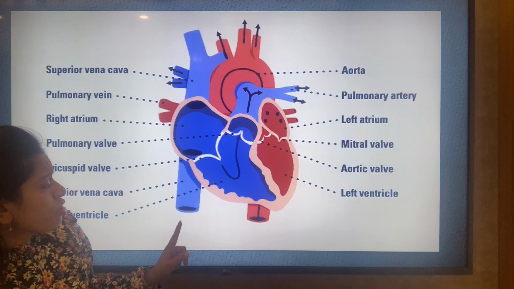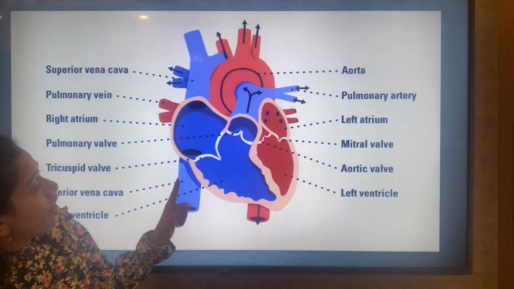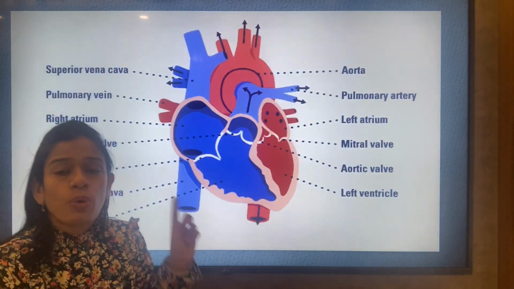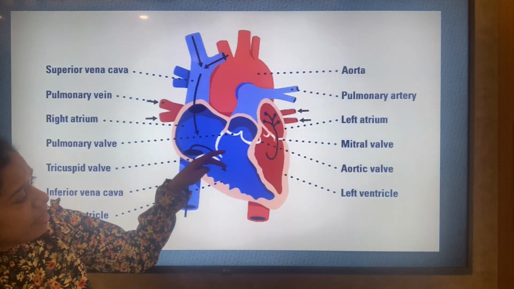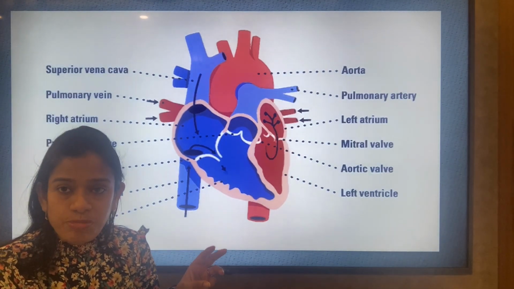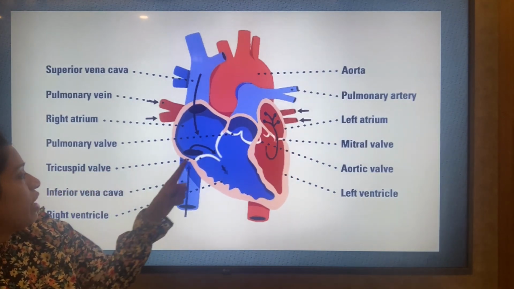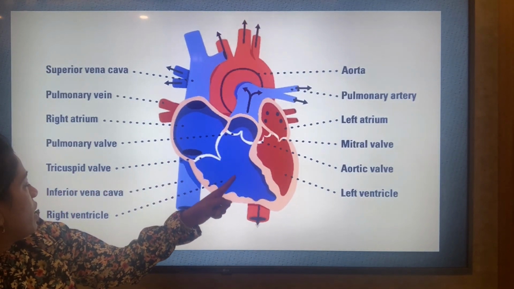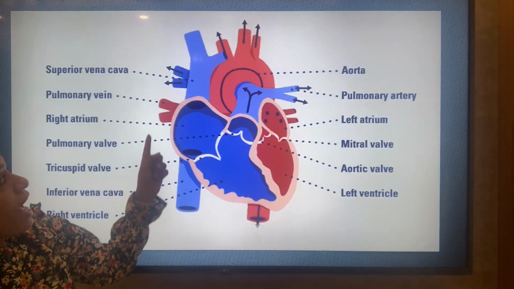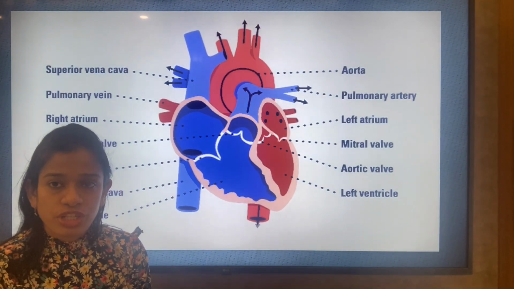And so the deoxygenated blood enters through the vena cava, and it reaches here, that is the right atrium. When it reaches the right atrium, there is again a valve opening over here, you can see. This is known as the tricuspid valve. This is the bicuspid or the mitral valve, and this is called the tricuspid valve. From the tricuspid valve, it moves into the right ventricle. From the right ventricle, it is taken to the lungs for the oxygenation process.